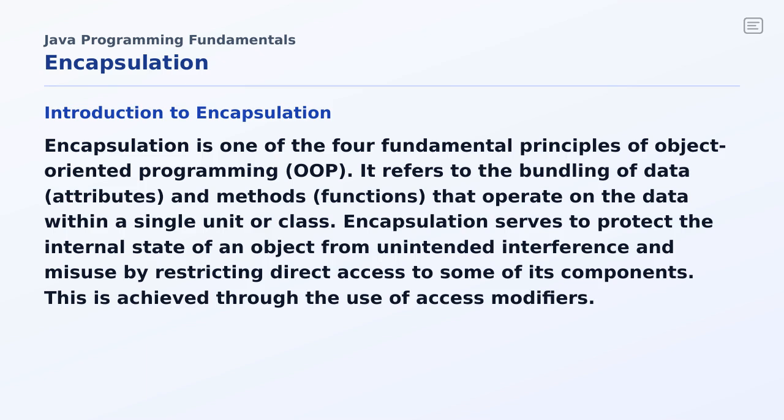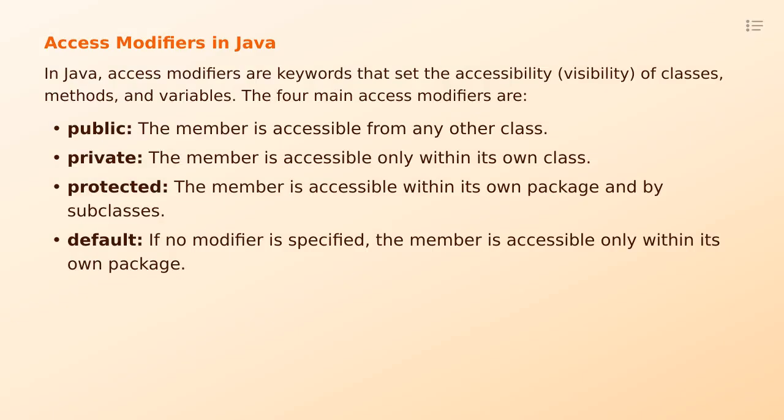This is achieved through the use of access modifiers. Don't worry if this feels new at first. This section covers access modifiers in Java. In Java, access modifiers are keywords that set the accessibility, visibility, of classes, methods, and variables. The 4 main access modifiers are, you'll see a few items listed here.